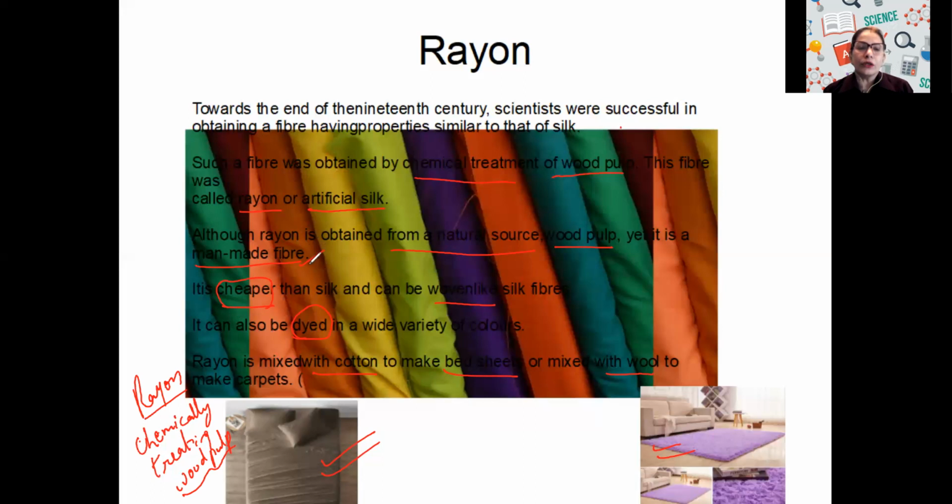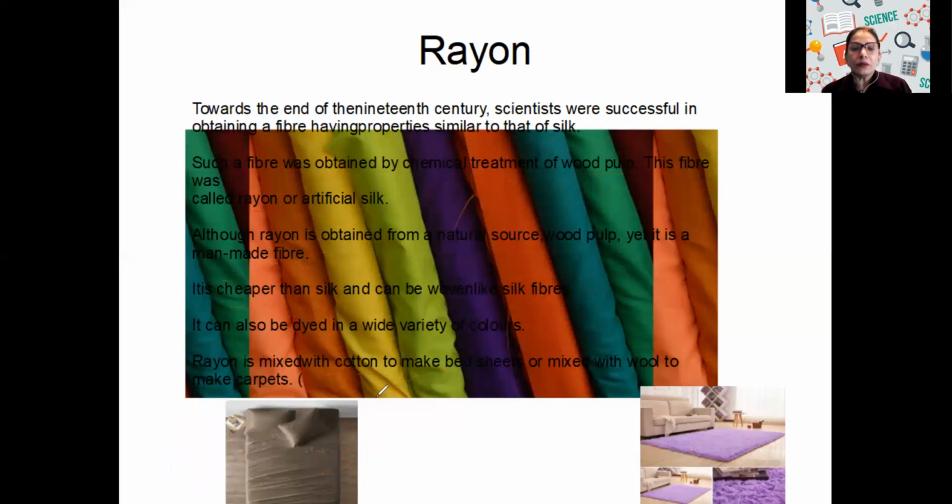So rayon is a synthetic fiber. And although it is made from wood pulp, we call it man-made because it is chemically treated, and this chemical treatment in the factories and mills is done manually. It can be done by machines, but then man has to be there. So this is about rayon, and rayon is used to make even bed sheets when it is mixed with cotton, or it can be used to make carpets.